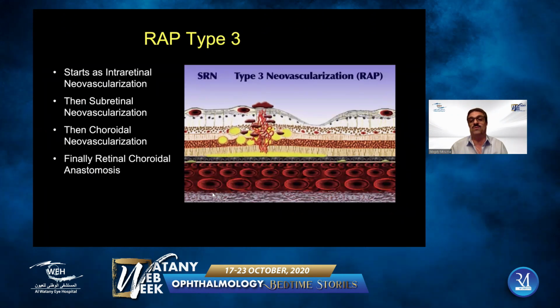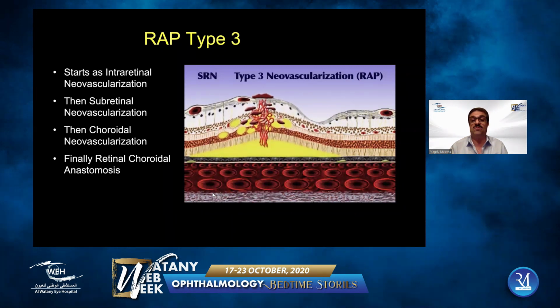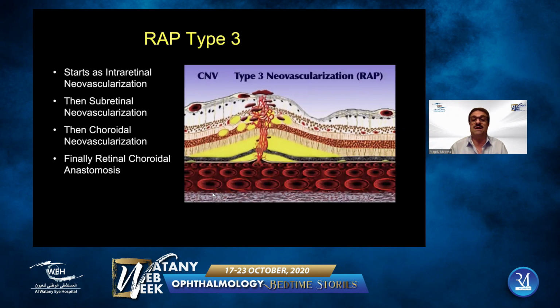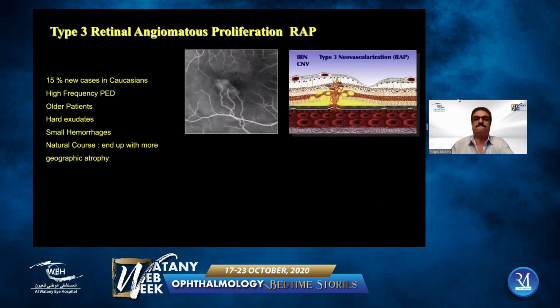The diagram shows that the membrane starts intraretinal, then goes deep down and starts to elevate the retina with subretinal fluid, and then choroidal neovascularization starts and connects with the intraretinal component, giving this picture of retinal angiomatous proliferation, which is a very late picture, and sometimes the patient presents with this presentation.